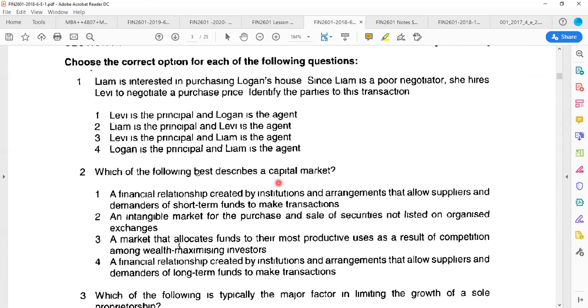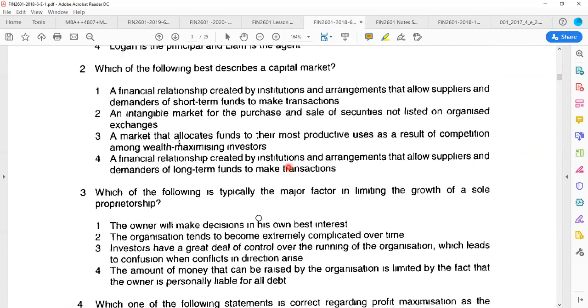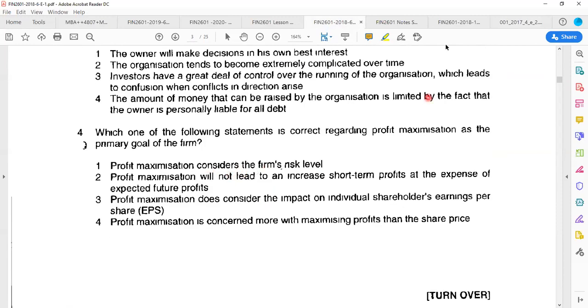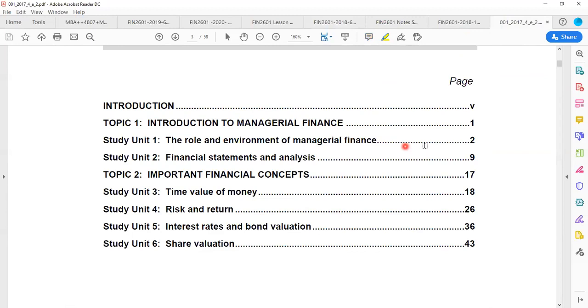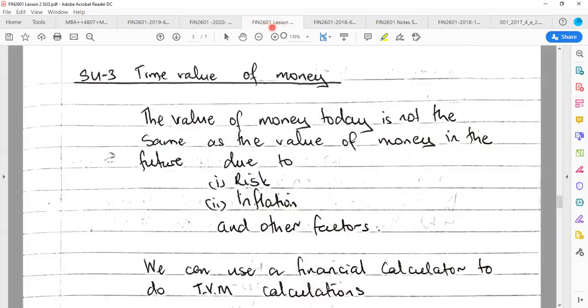There are things you might even be familiar with from previous modules. But we'll look at that as we get closer to the exam. So you just need to read the pages I told you in the prescribed textbook. So we've looked at financial statement analysis. Even if you read the study guide on this, it should help. So I now want to introduce you to study unit three, which is the time value of money. Study unit three, the time value of money.